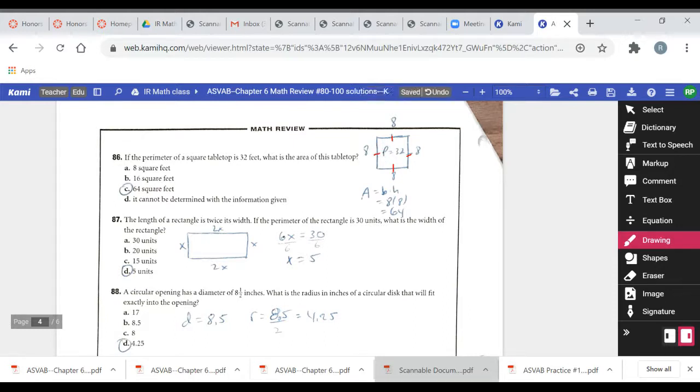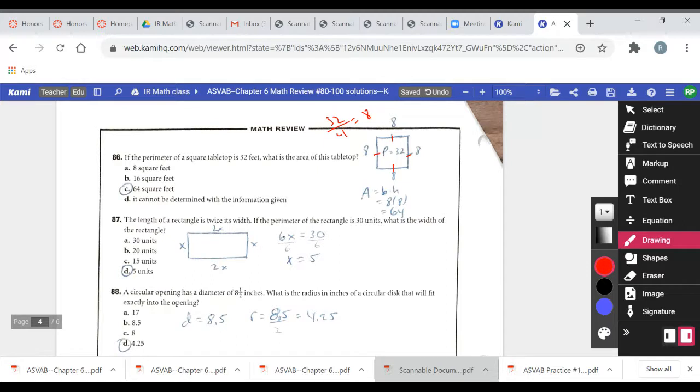If it told me the perimeter is 32, then I could divide 32 divided by 8. Actually, divided by 4. Let me erase that. I didn't say that right. But if I do 32 divided by 4, I get 8. So I knew each side of the square was 8.